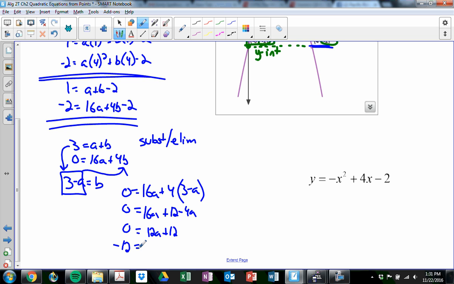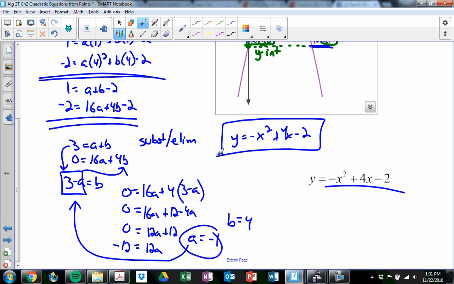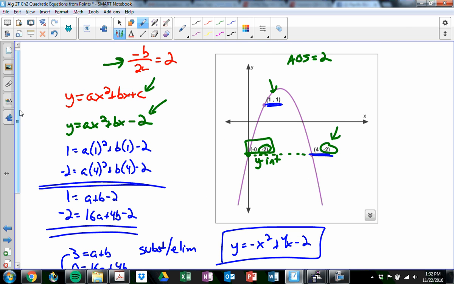Subtract 12 from both sides, a equals negative 1, excuse me. Now I know that a equals negative 1, take this and plug it in here, b equals 4. So I'd have the equation y equals negative 1x squared. Look, it's right here. My b value is 4, so plus 4x minus 2. That was me given a y-intercept. So when you don't have good information, you have to use standard form.